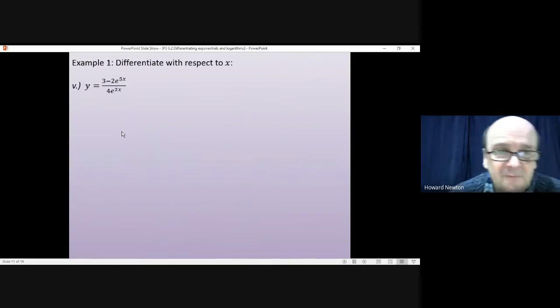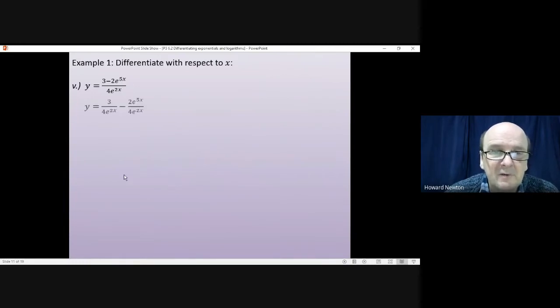Fifth question is a bit more fiddly. The way into this is to split it up into 2 parts. So I've got 3 divided by 4e to the 2x, and I've got minus 2e to the 5x divided by 4e to the 2x. And I'll write those 2 parts down separately.